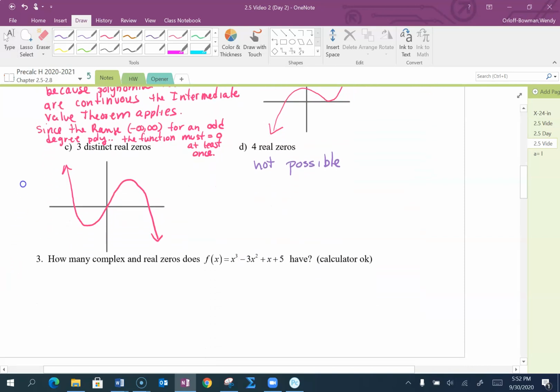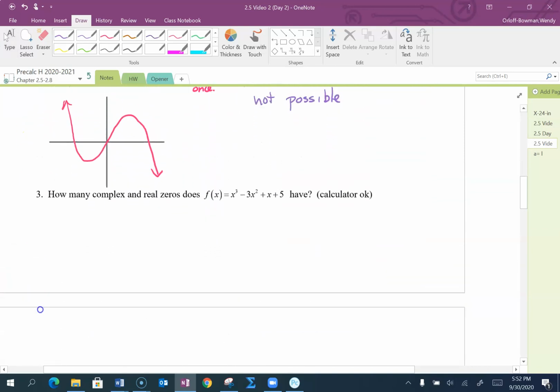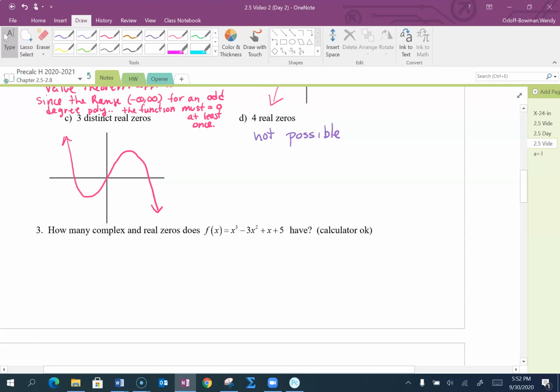All right. So the last one before I really get into the notes, this is just kind of recapping some things and thinking about this on a deeper level. How many complex and real zeros does this function have? f of x equals x cubed minus 3x squared plus x plus 5. And so I am telling you, your graphing calculator is okay. So use that and then we'll make that decision.